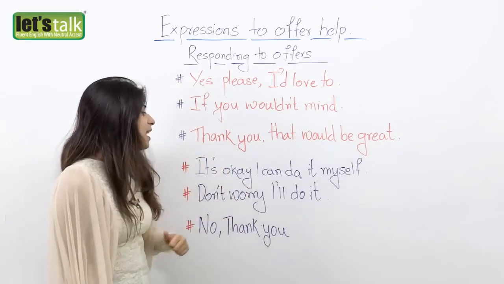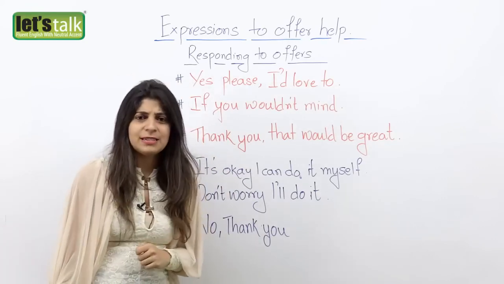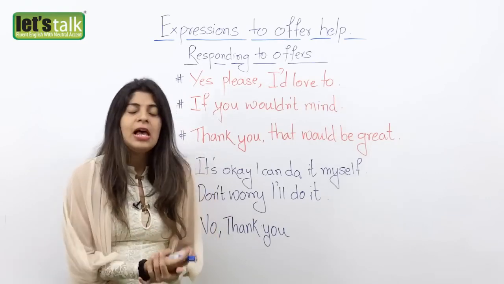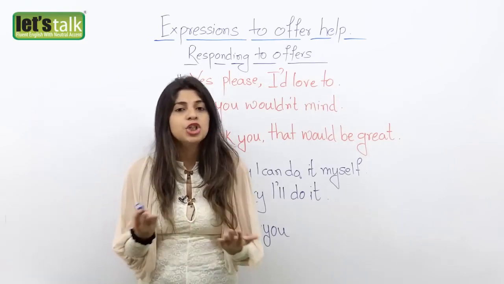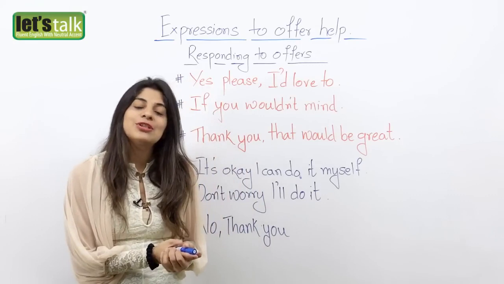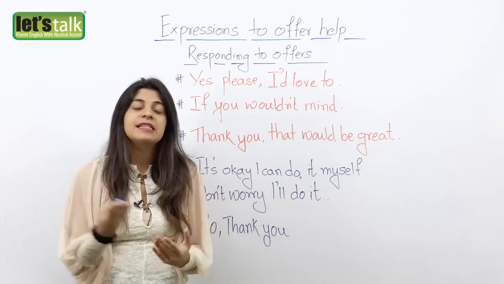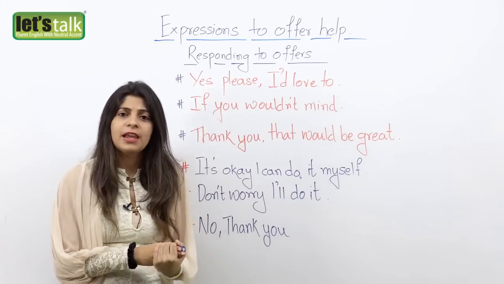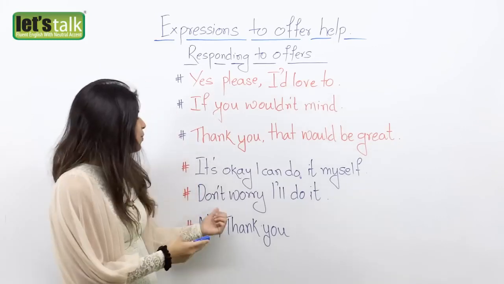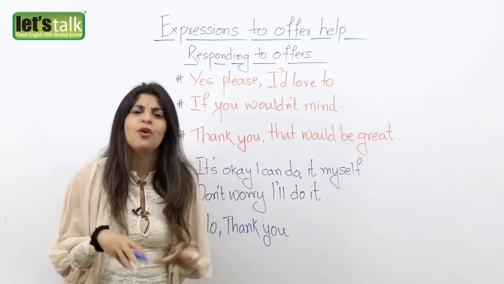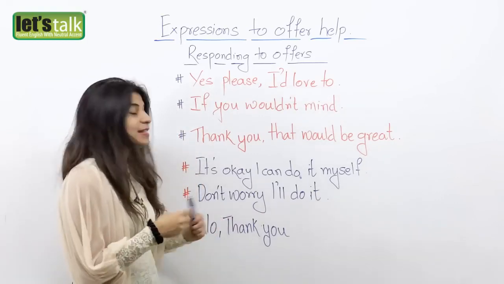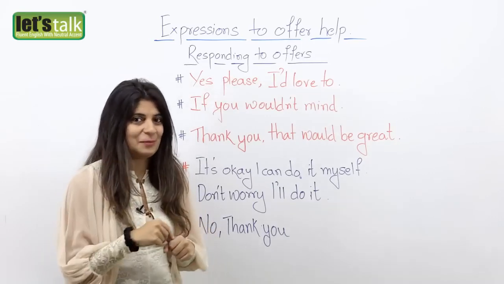The next one is, don't worry, I'll do it, okay? Or, don't worry, I'm just having a look at it. Like when you go to a shopping mall and at the store, one of the staff members comes up to you and says, are you looking for something or do you need my help? So you will say, oh, don't worry, I'll do it, or don't worry, I'm just having a look at it. Okay? So this is the way you would decline the help.